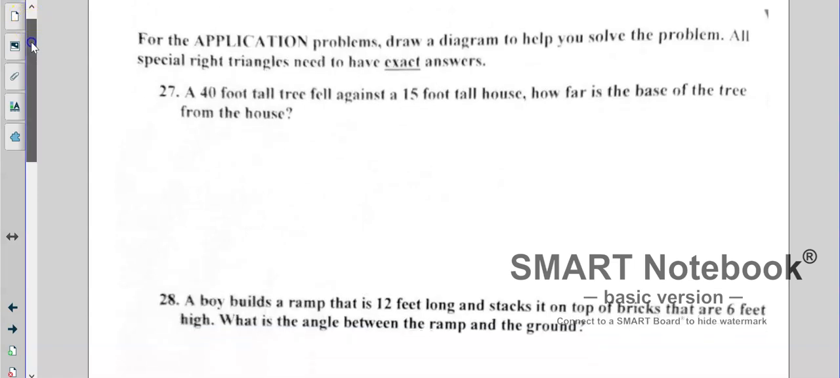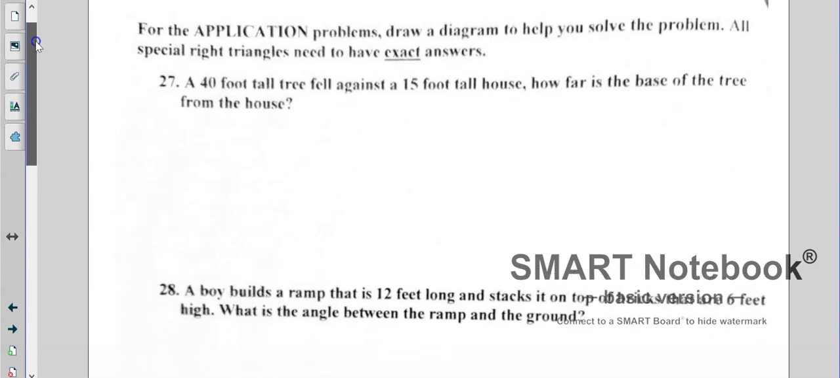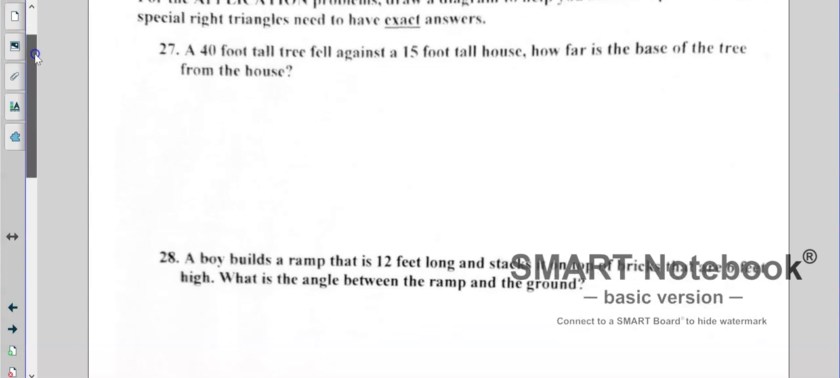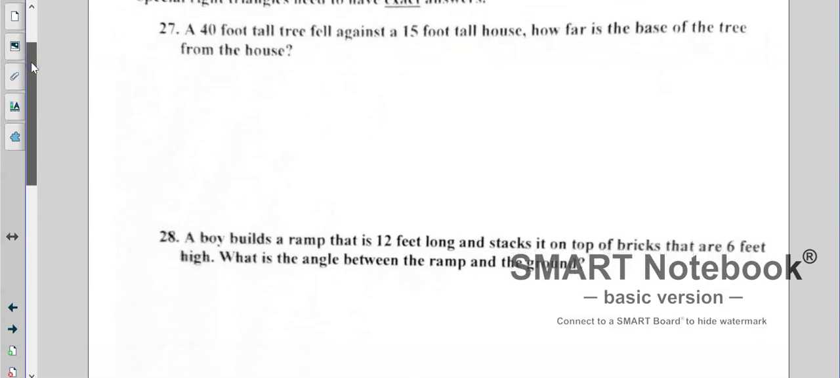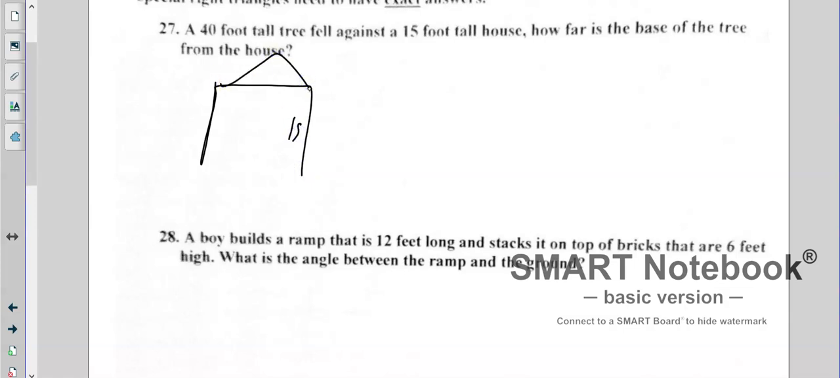All right, application problems. Draw a picture. All special right triangles need to have exact answers. So that means no decimals. A 40-foot tree fell against a 15-foot tall house. So here's my house. House 15 feet high. A 40-foot tree fell against it. How far is the base of the tree, right there, from the house? So we're trying to find that.